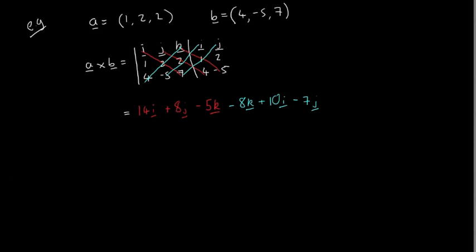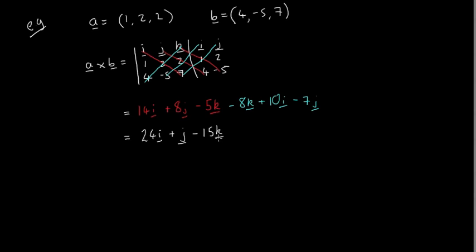Let's see what we get when we combine all of those together. Look at the i's first. I have 14i here, and plus 10i here, so that's 24i. I have 8j here and minus 7j there, so 8 minus 7 is 1, so that's just plus j. And finally with the k's, I have minus 5k, minus 8k, so that's minus 13k.